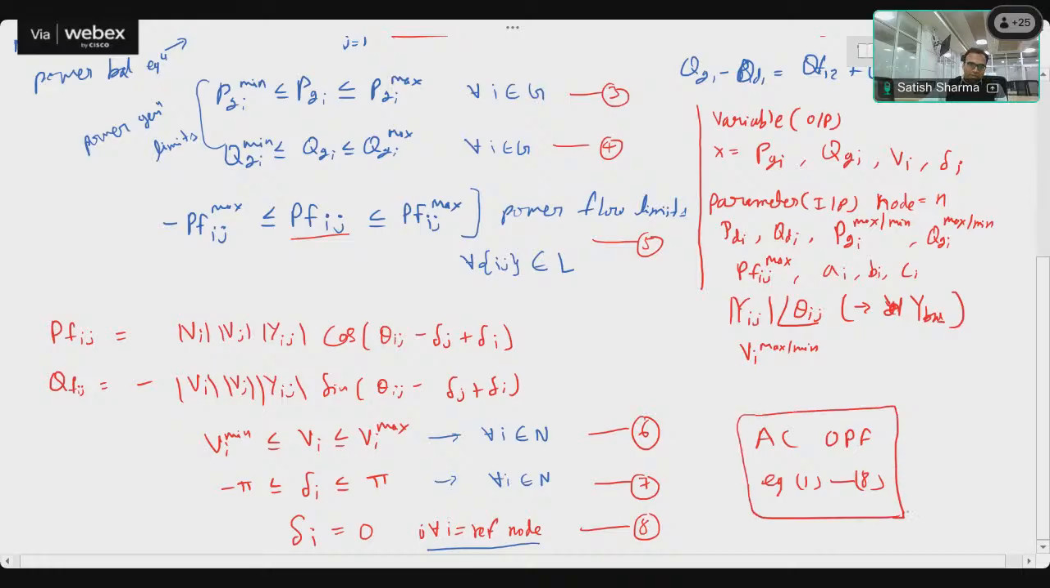Here we are basically looking at each and every part of the problem and the ACOPF. This is how we will write down the ACOPF problem. Do you have any doubts so far?